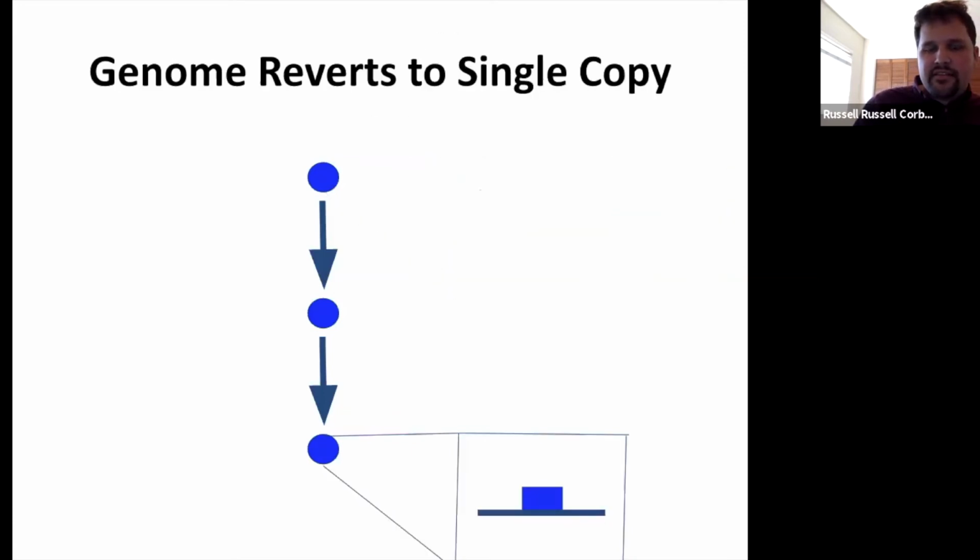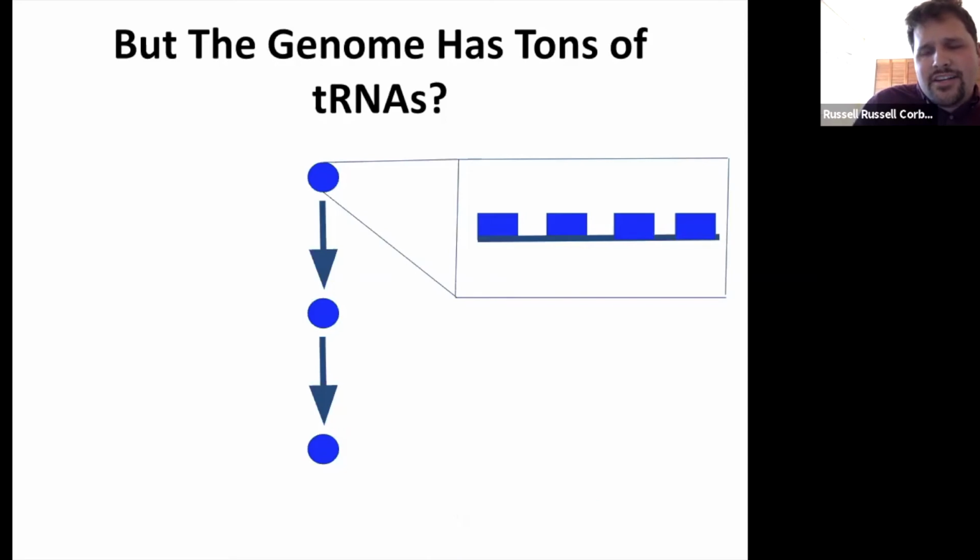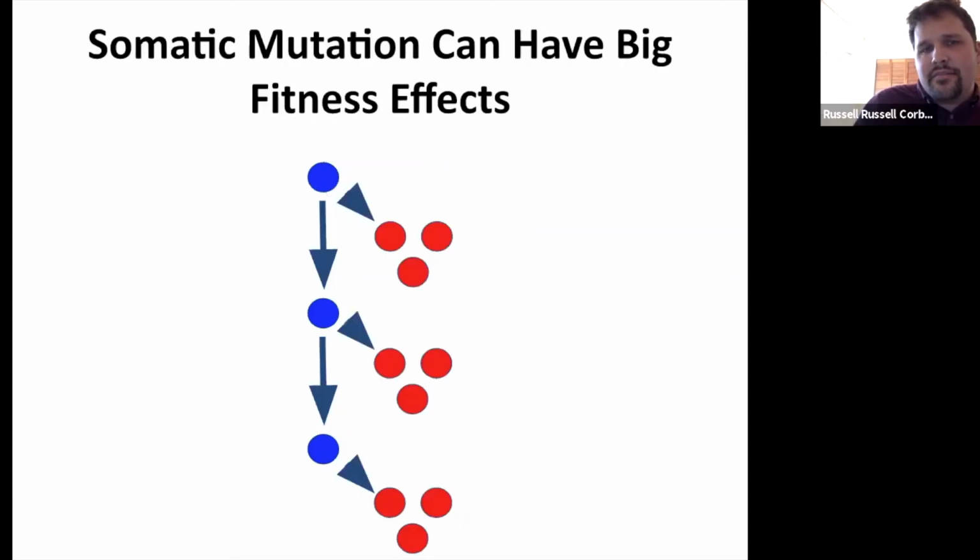So this is essentially the basis of Mike Lynch and other folks' arguments about how genome structure should evolve. But the genome has absolutely tons of tRNAs. So what's going on? And the answer, or I think a possible answer, is that somatic mutation has enormous fitness effects, and that's what's driving the evolution of redundancy.